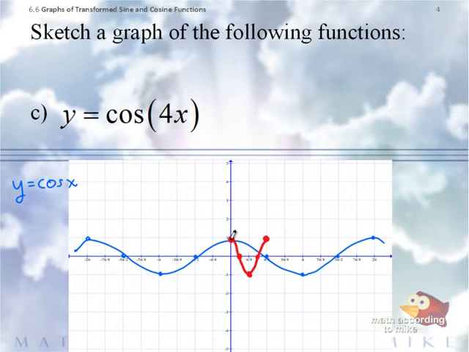So this is where it gets exciting. We have to complete the graph. I don't want you to stop right there. So notice our major intervals, instead of being pi over 2 units, they're now going to be pi over 8 units.